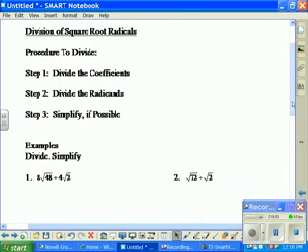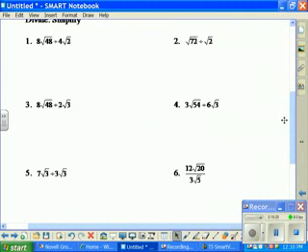All right, so division. The steps for division are exactly the same as multiplication, but instead of multiplying, we are dividing. So we divide the coefficients, we divide the radicands, and then we simplify if we can. Okay, so it's the same steps, we're just using division. What I like to do, because I think it's easier to see, is to take these division problems and turn them into fractions first. Okay, because we know a fraction is just division.